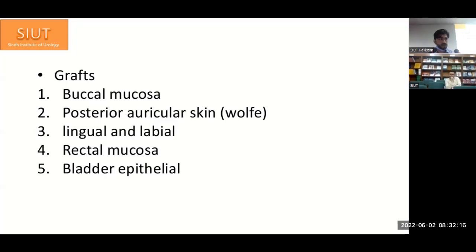What is the most common complication you will see in buccal mucosal graft harvesting, and the least common? Bleeding, contracture formation, fibrosis. And the least common? Stensen's duct injury. Okay.